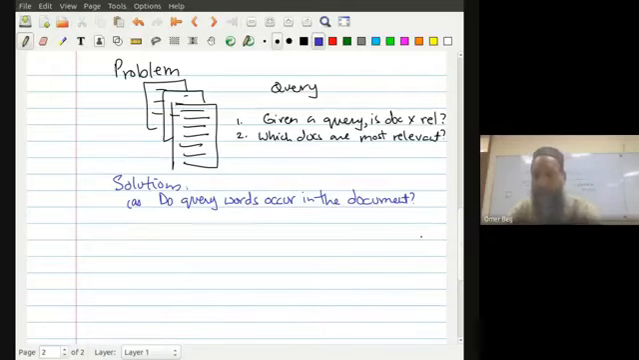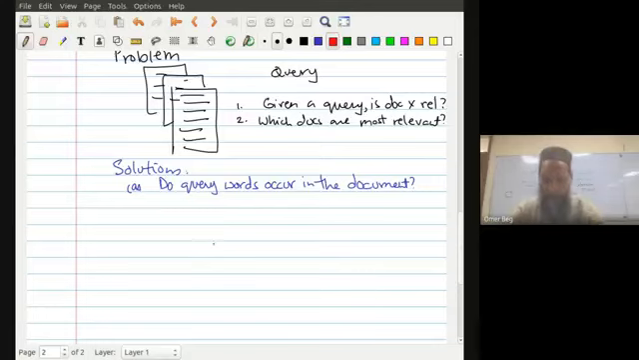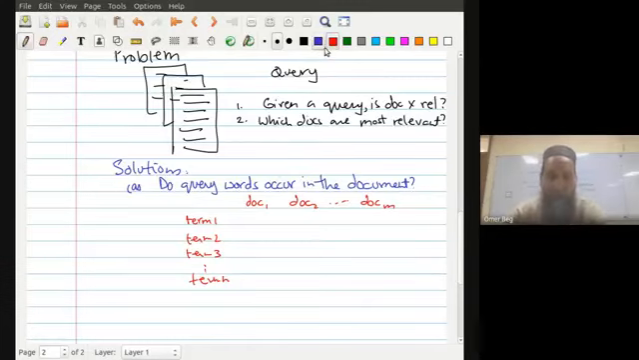Right? And this brings us to the binary term document incidence matrix. So this is what the matrix looks like. You have terms, let's say term 1, term 2, term 3, all the way to term n. So you have listed all possible terms that can occur in queries. Then you have documents, document 1, document 2, document m. And then you have this matrix.